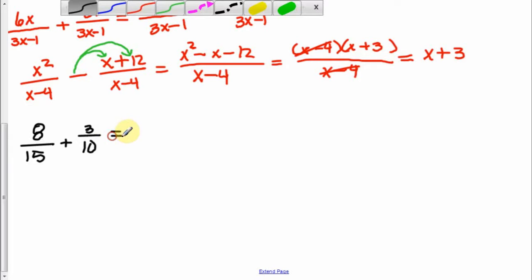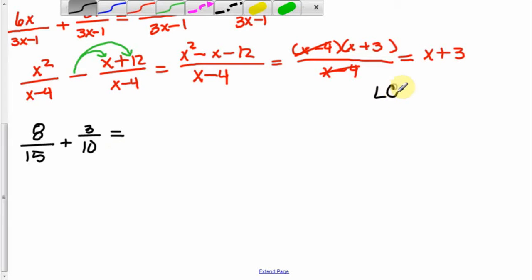It's the angle, of course. But I can't add these together. Don't say it's 11/25. That's not right, is it? That's wrong. Okay, so they have to have a common denominator. So I'm looking for the least common multiple of 15 and 10. That's what your common denominator is going to be.